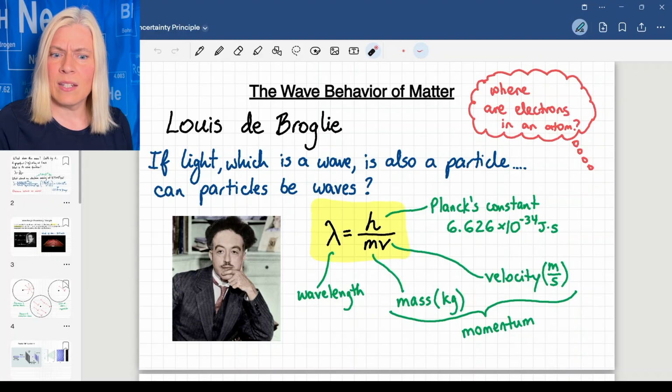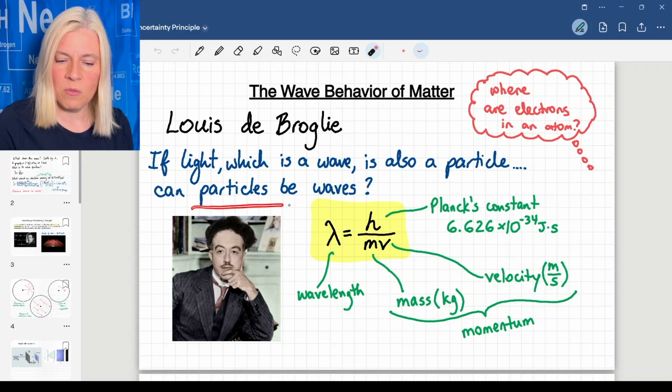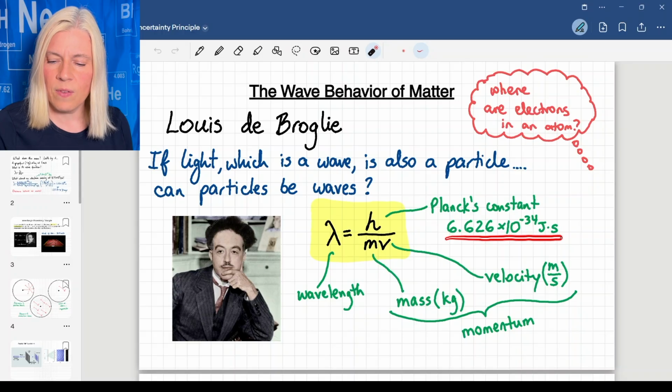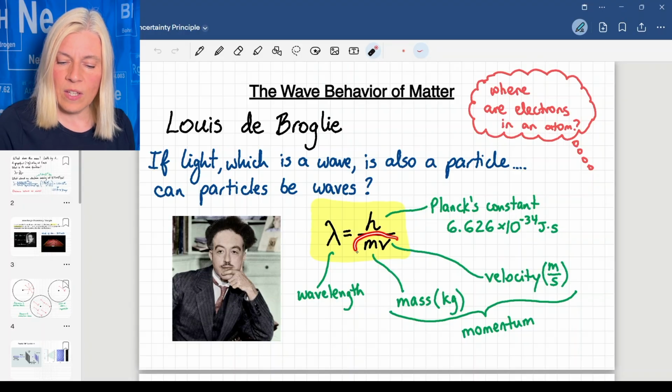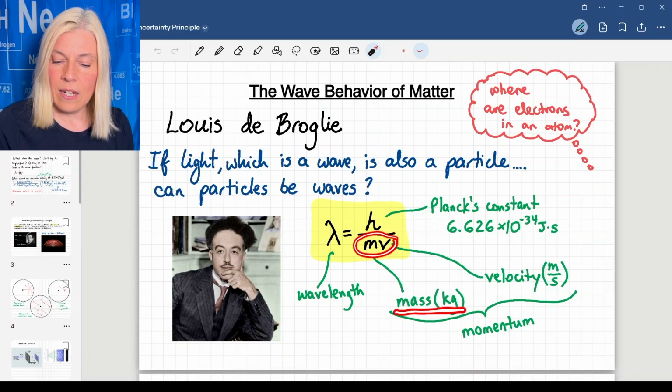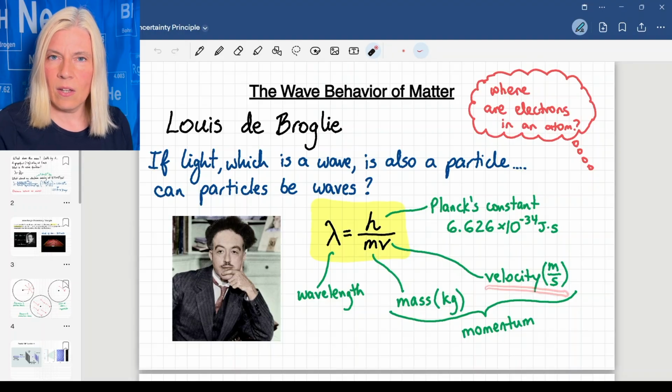So let's look at this a little bit. Here is the wavelength. So, can particles be waves? We have Planck's constant, which, remember, is a very, very small number. It's 10 to the negative 34th, a tiny number, over mv, where m is the mass in kilograms of this particle, and v is the velocity of that particle.